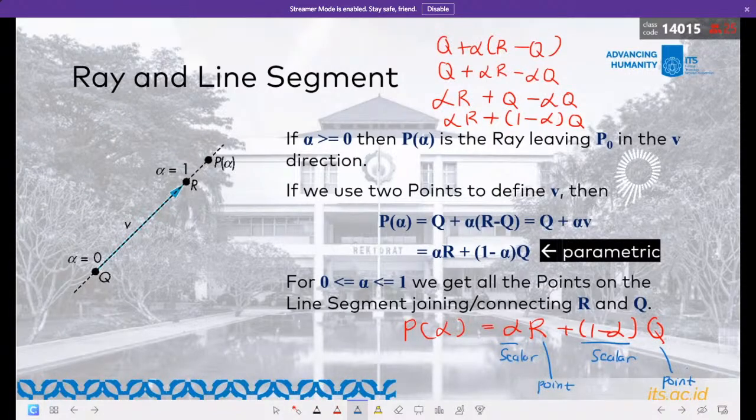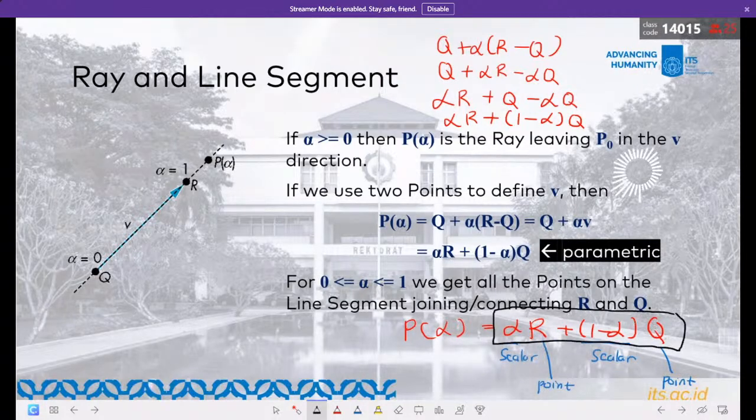Okay. So we have this alpha, P alpha, as the parametric function. Basically this function will work perfectly to represent the line. So you can use this function to represent an infinite line.